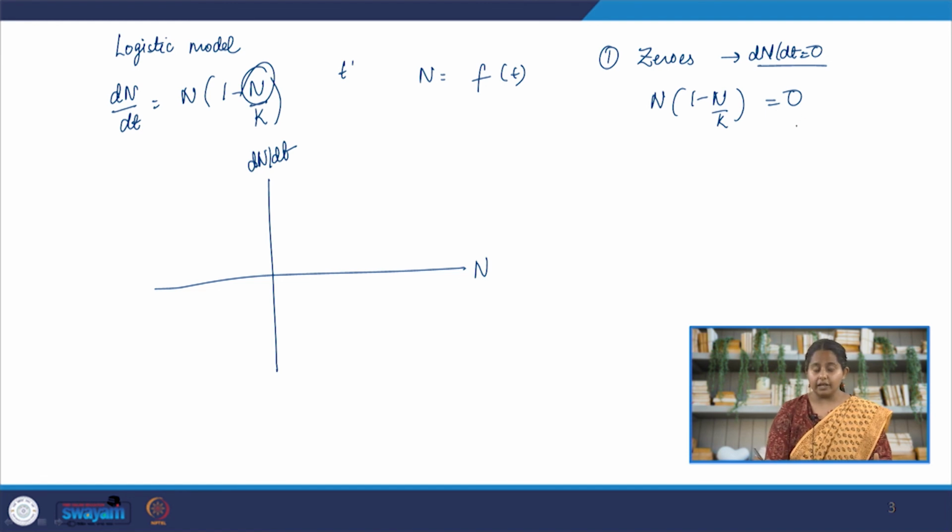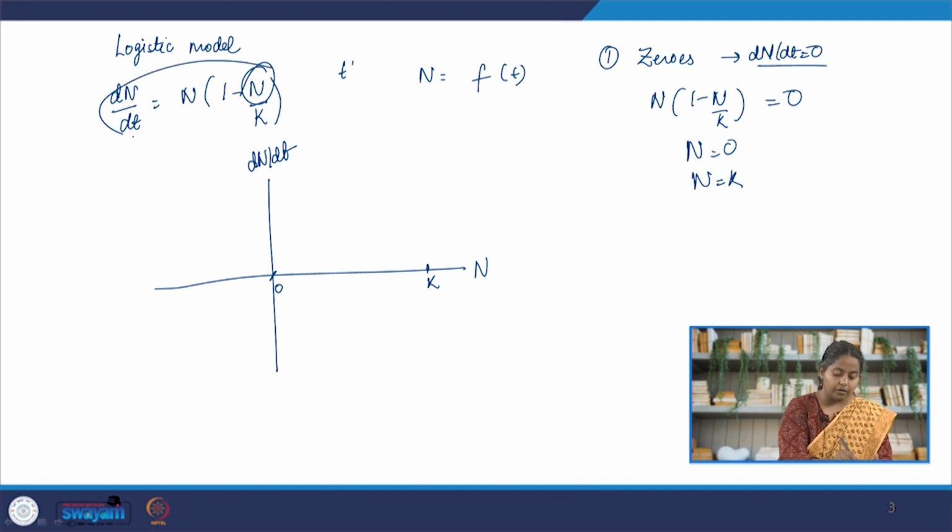When will this be the case? This will be the case when either n is 0 or when n is equal to k. So, I know that at n equal to 0 and at n equal to k, this plot intersects the x-axis. Now, the other information I need to know is, on the left side of the first 0, between the two zeros, and on the right side of the second 0, what is the sign of this curve?